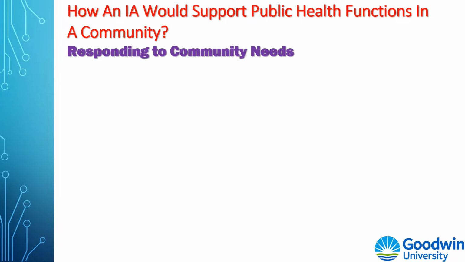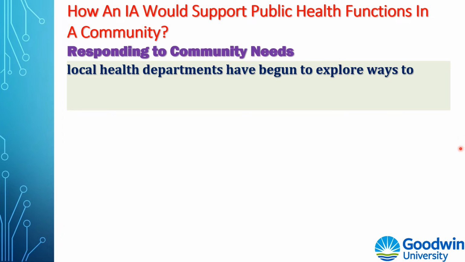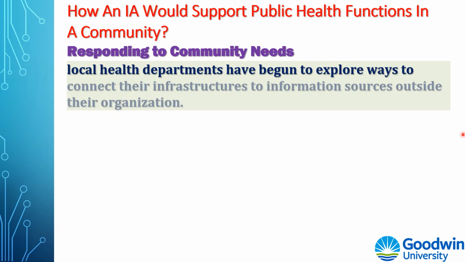So how was another way to respond to community needs with this? So another way is poison control centers. Local health departments have been exploring ways to connect their infrastructure to sources outside their organization. So how do they do that? One of the ways that has been cited in our work, in our book, has been this idea of being able to share data across a number of spaces. So how do you do that?